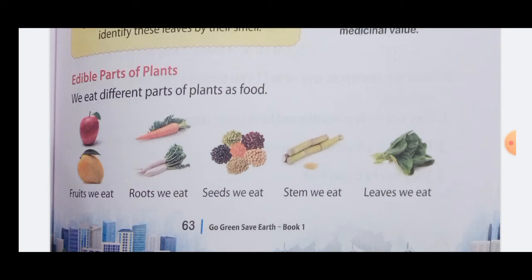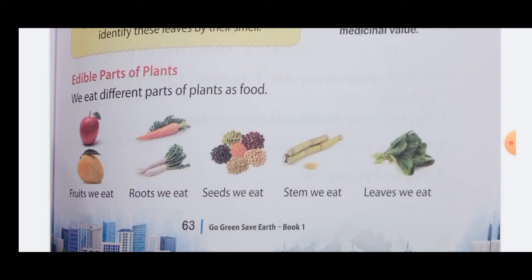Fruits. We eat fruits of some plants like tomatoes, brinjals, lady's finger and pumpkin as vegetables, and other fruits are mango, apple, banana and so many others. Flowers. We eat flowers of some plants like cauliflower and broccoli as vegetables.